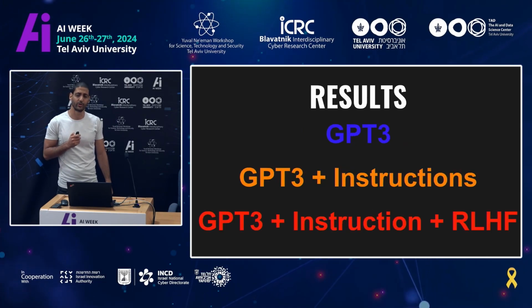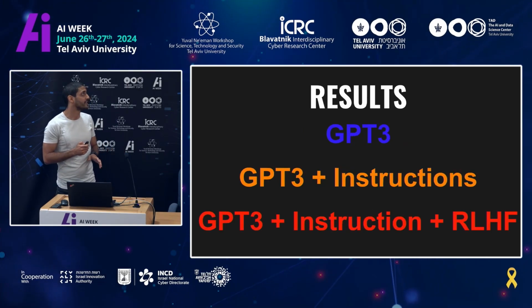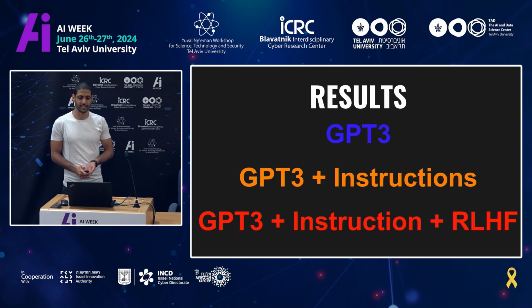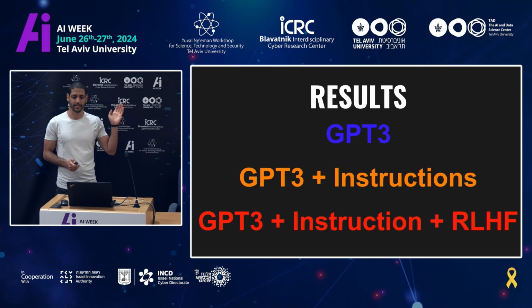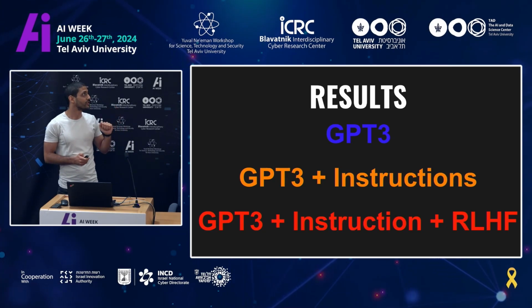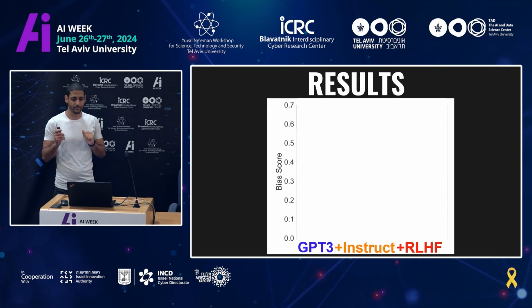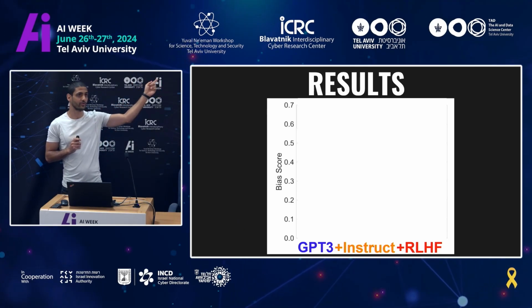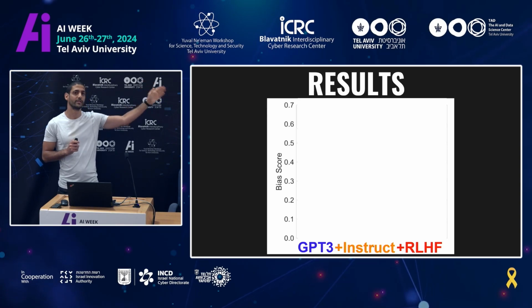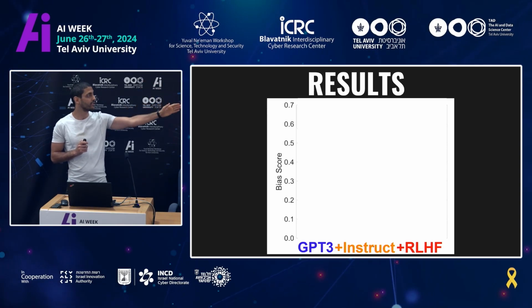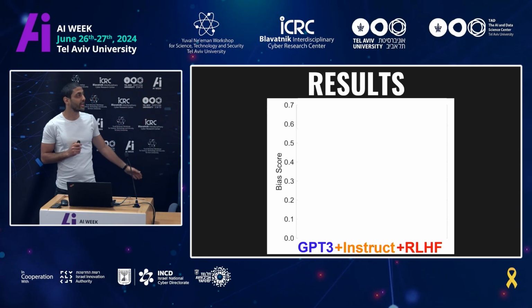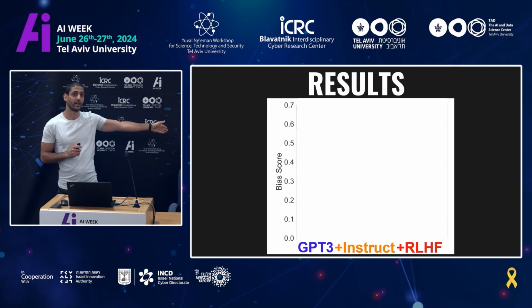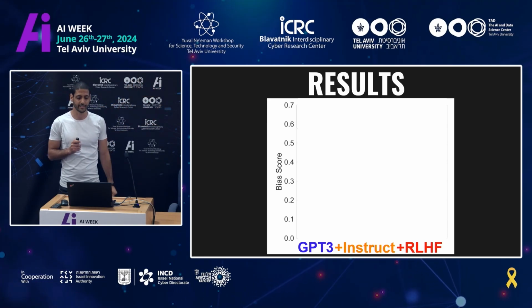Okay, so we're going to look at specific examples that are easy to see. We're going to look at the results of the bias scores of GPT-3, the pre-trained version, its instruction-tuned version, and its RLHF-tuned version. On the x-axis we have the results for the pre-trained in blue, the instruction-tuned in orange, and the RLHF in red. The y-axis is the bias score.